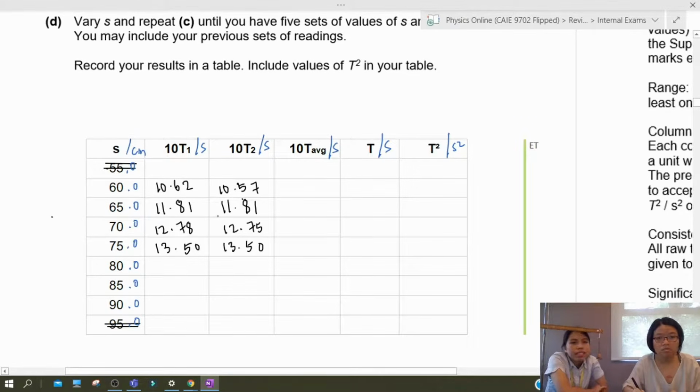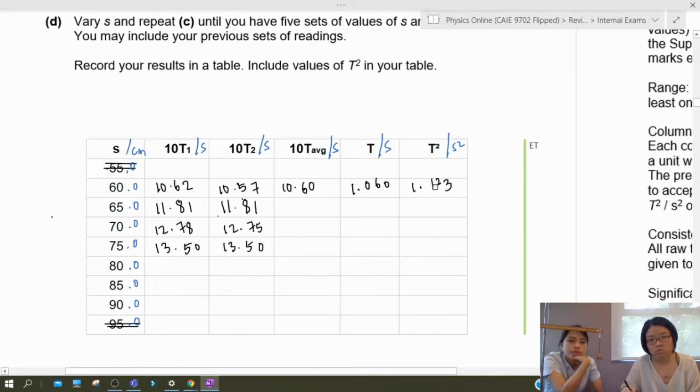Okay, so 10T1, 10T2, the average becomes 10.60. How many SF to put? This 10.62 and 10.57 is 4SF, so I just want to stick to 4SF, because 5SF is just too many numbers. Then divide by 10: 1.06, also 4SF. T squared is 1.123, which is also 4SF. So this way we write row by row, you can easily check your SF for every step of calculation. Okay.